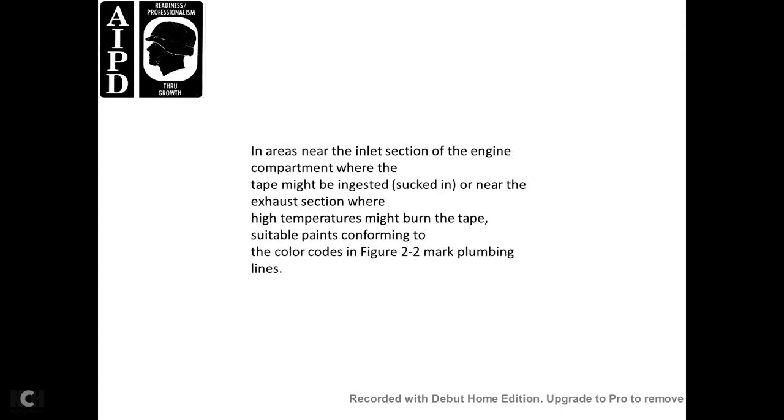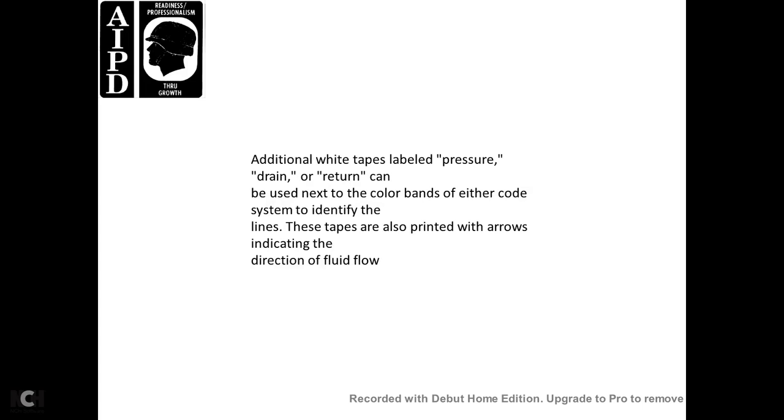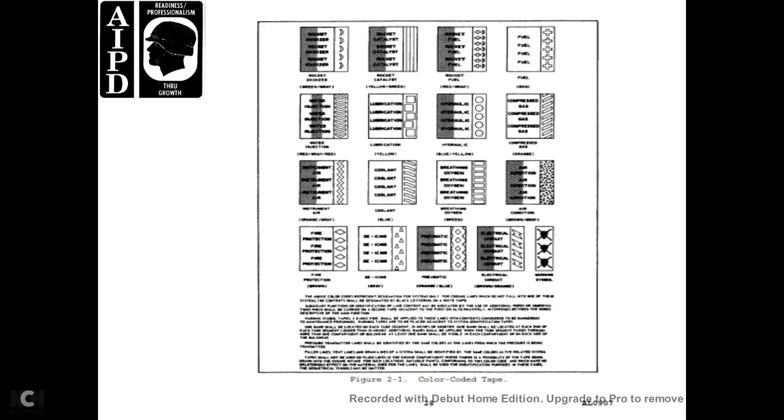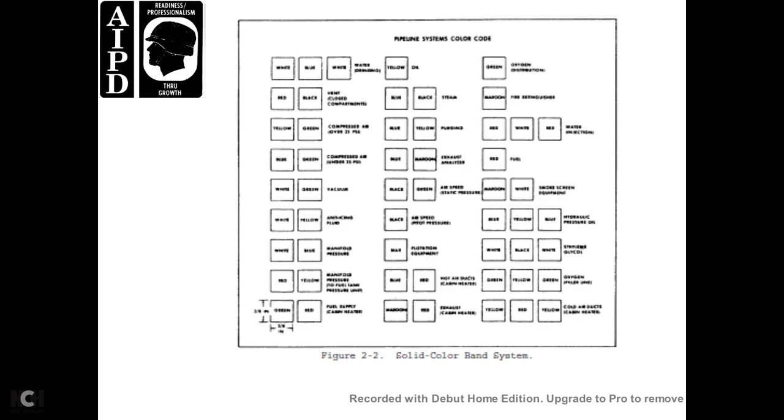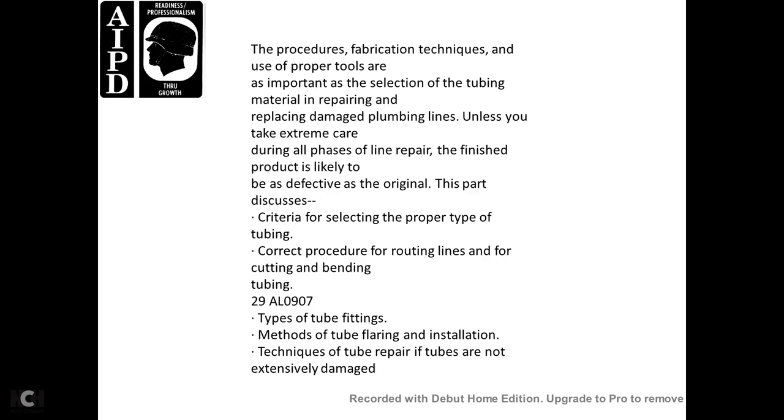In the areas near the inlet section of the engine compartment, where the tape might be ingested or sucked in, or near the exhaust section, where the high temperatures might burn the tape, suitable paints can form the color codes of figure 2.2 for marking the plumbing lines. Additional white tapes labeled with pressure, drain, and return accompany the color bands for either code system to identify the lines. These tapes are also printed with arrows indicating the direction of fluid flow. This shows the color-coded tape. This shows the color-coded band system.